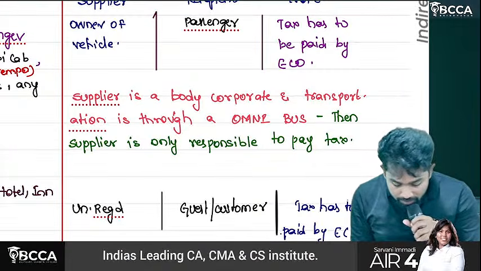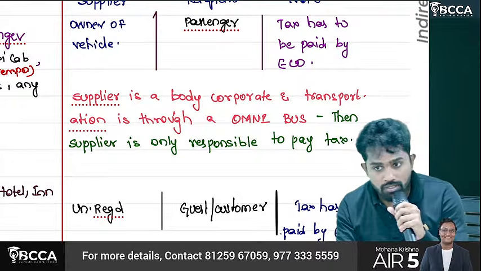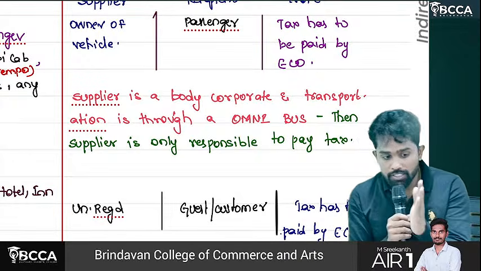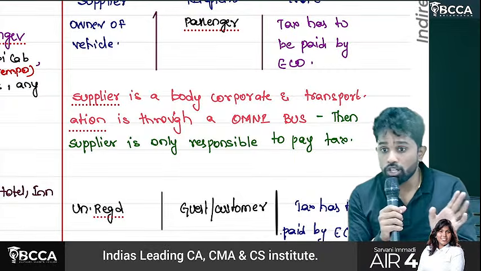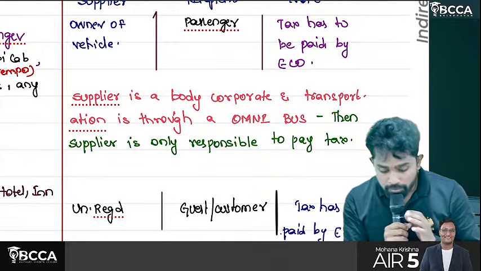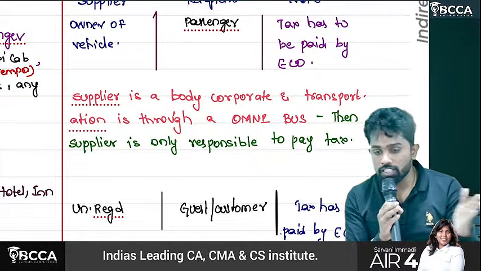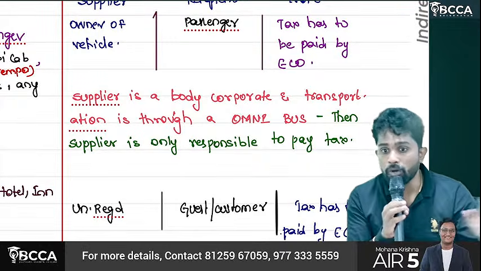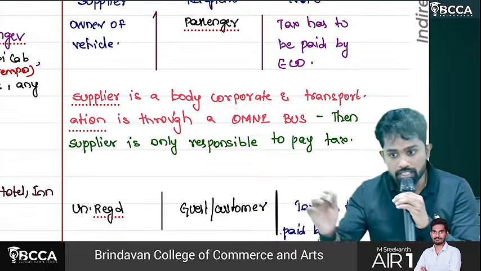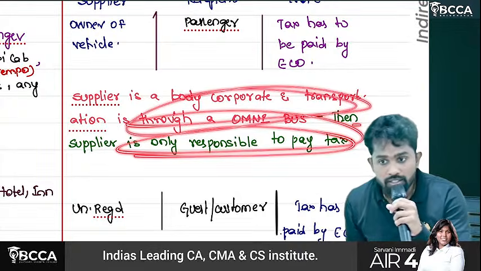If the supplier is a body corporate, what does body corporate mean? Company, LLP, corporations. Assuming RTC is not merged into government, then RTC is a separate body corporate. So with respect to RTC buses, the supplier is a body corporate, and the transportation is through an omnibus, a bus. Then the supplier is only responsible to pay the tax.